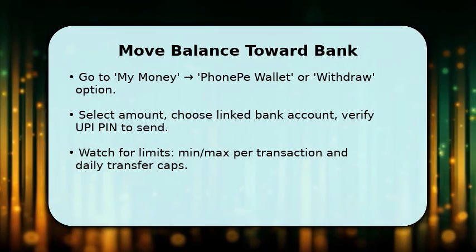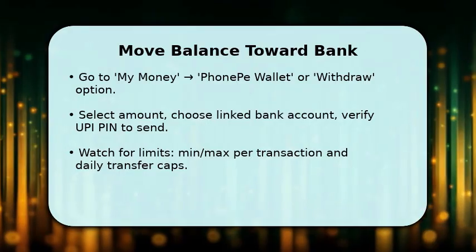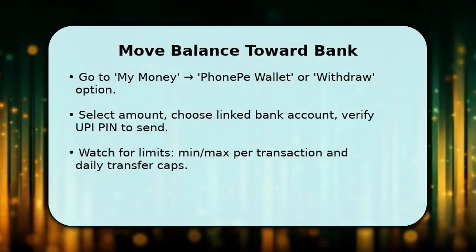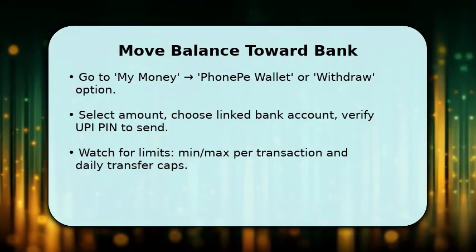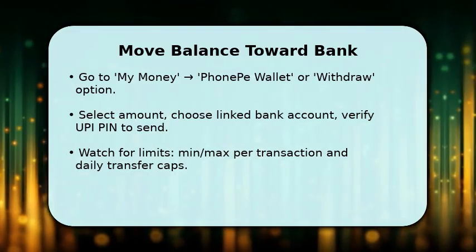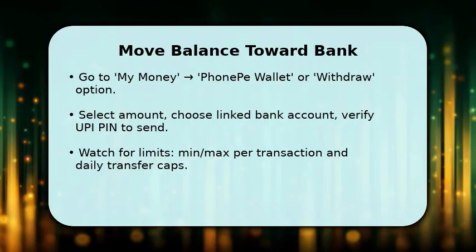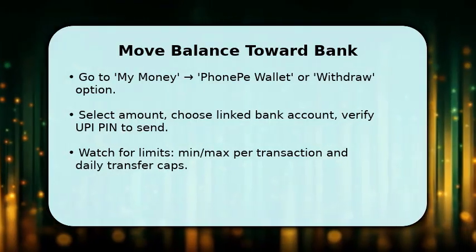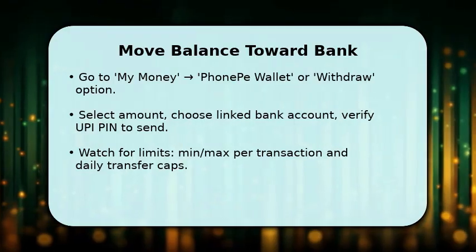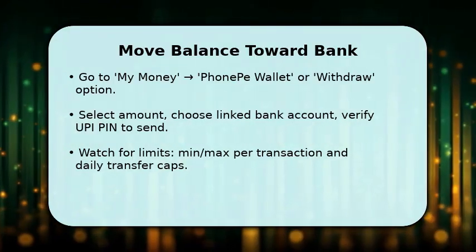Next, transfer the redeemed amount to your bank by using Withdraw or Send from PhonePe Wallet. Tap My Money, select Wallet or Withdraw, enter the amount you want to move and pick your linked bank account. Then authorize the transfer with your UPI PIN. This authenticates and routes the money to your bank.